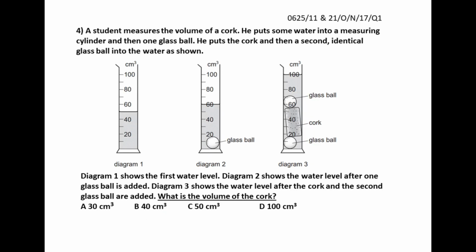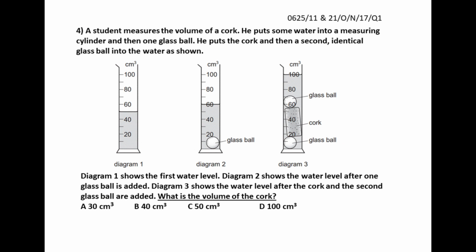Question number 4. Here, we have 3 diagrams. The first measuring cylinder shows a volume of 50 centimeter cube. The second diagram shows a volume of 60 centimeter cube with the sphere inside, the glass ball, which shows us that the difference in volume, 60 minus 50, is going to give you 10 centimeter cube. So the glass ball is 10 centimeter cube.